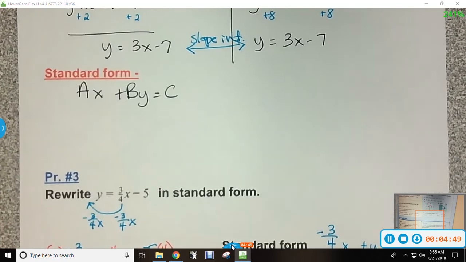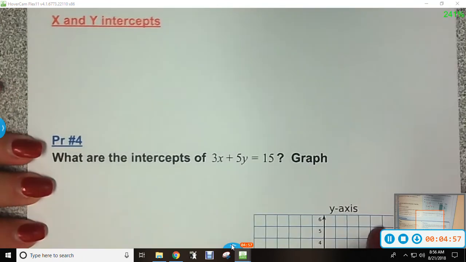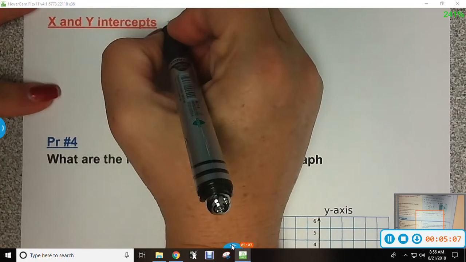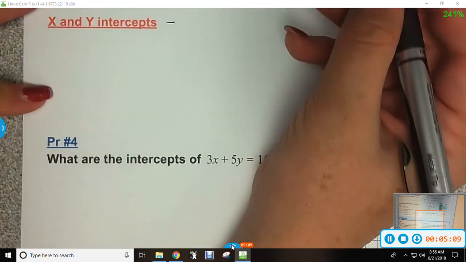All right, next we're going to talk about X and Y intercepts. Okay, and we briefly talked about x and y intercepts in the last section, I believe. So x and y intercepts, that's just where the graph touches the x and y axis.